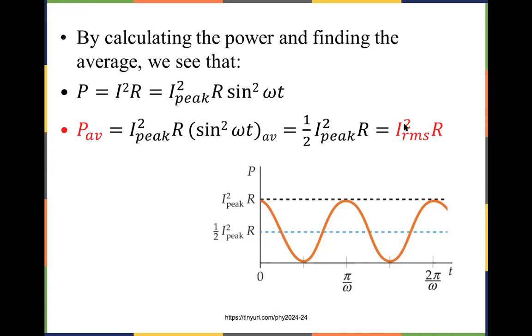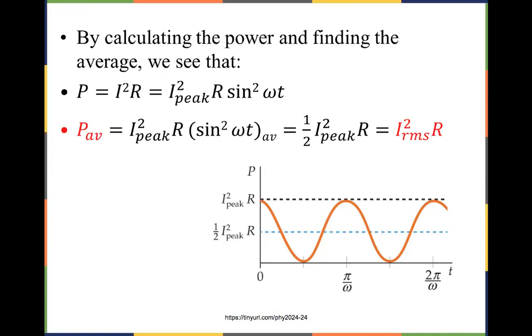So you see the text in red here: the average power should be equal to the root mean square quantity squared times R, so the root mean square current squared times R. Compare this to the usual expression we had, P equal to I squared times R. So in an AC circuit, you can express the average power by I RMS squared times R. We are going to use the root mean square quantity to describe that.